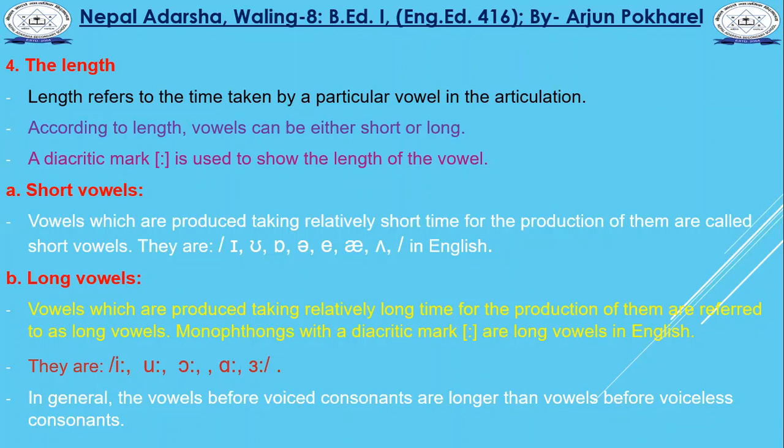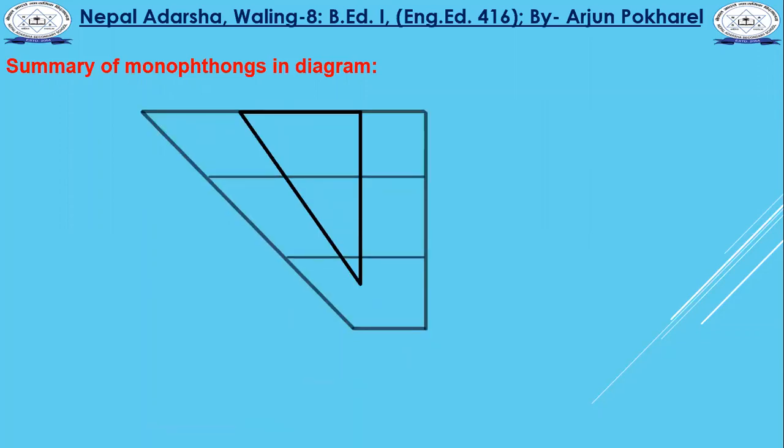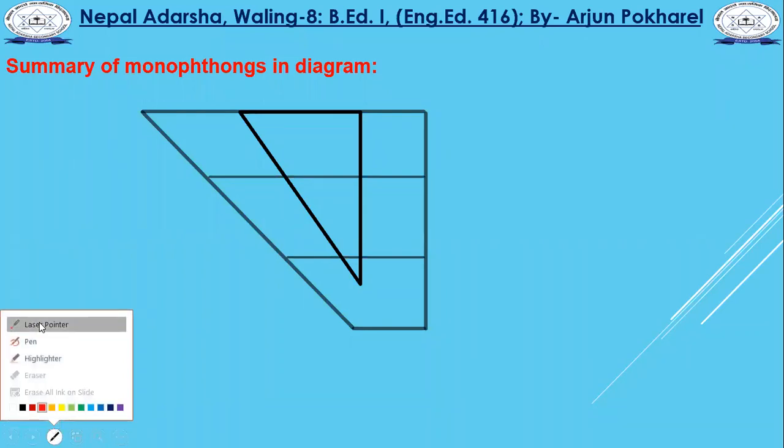Now we'll move to the next one, the summary of monophthongs in diagrammatic form. I'd like to provide it here. You need to be ready with your copy and pen, notebook and pen. Now you have to prepare one diagram. Prepare this diagram first, do it fast, and try to make a similar diagram.